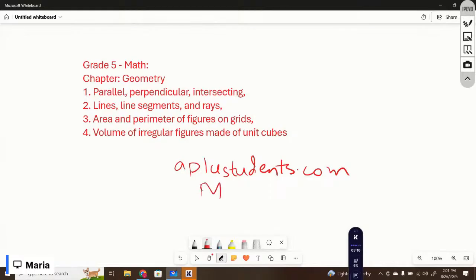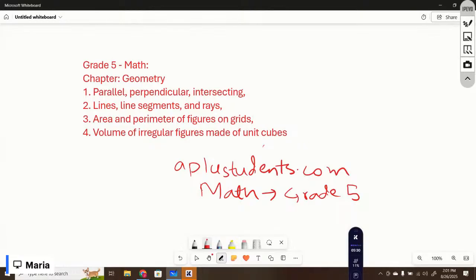Then you have to select math from the subject tab, scroll down to grade 5 math, and then click on view all lessons. There you can find a list of the chapters. We're going to start with the chapter geometry.